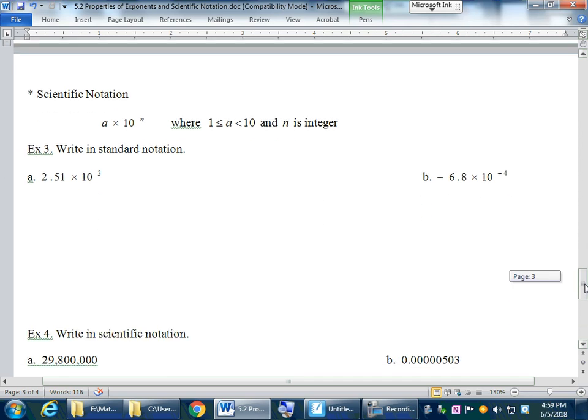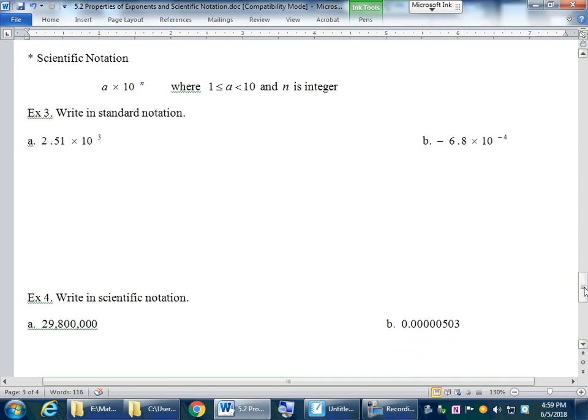And last thing in this session, we want to talk about scientific notation. My interest is that you can read scientific notation. You can convert scientific notation to a standard number and a standard number to scientific notation. And for the computation part, you can use a calculator. Right? So scientific notation is basically written in this format: a times 10 to the n power. It must be in this format.